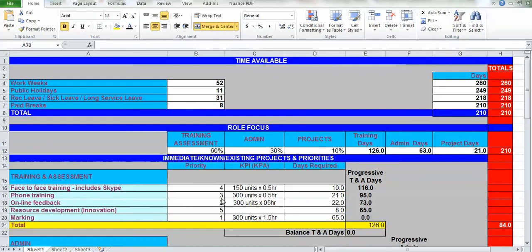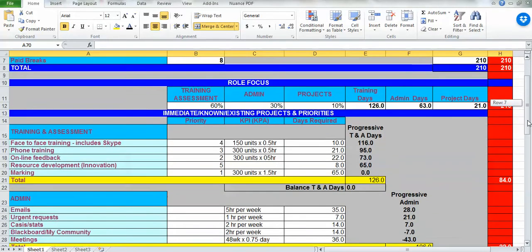Then we're going to look at priority 3, providing training over the phone to students. And we're going to say each of those students who achieve those 300 units over the year will require half an hour's training to assist them. That's 21 days gone. Priority 4 is face-to-face training. And the assumption here is that only half the students who achieve those 300 units will require that type of training, and they'll get half an hour per unit, so that is 10 days spent on Skype or face-to-face. Finally, priority 5 in terms of training and assessment is resource development, and we've said here that we're going to allocate 8 days a year. So with those allocations, which you must admit are quite modest, we have spent our full 126 days that we have allocated to training and assessment, which now reduces our available days to achieve everything else down to 84.